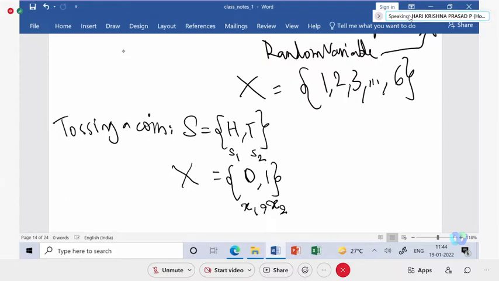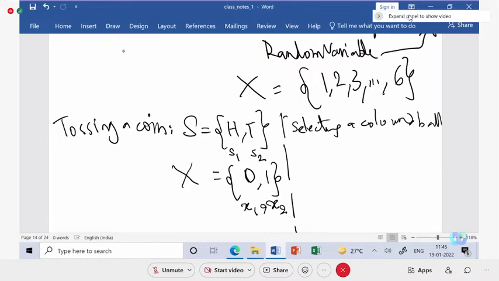Now, another experiment is rolling a die. Rolling a die is anyway, the outcomes are numerical in nature. Okay. Selecting a colored ball. All possible colors are there. What is the sample space? What are the outcomes of the experiment? There can be violet color. There can be indigo. There can be blue, green colored ball, yellow colored ball, orange colored ball, red colored ball.